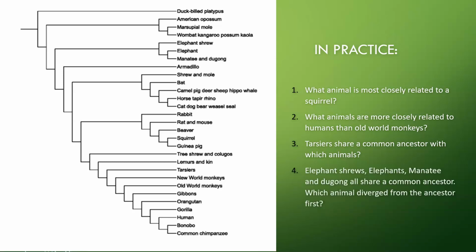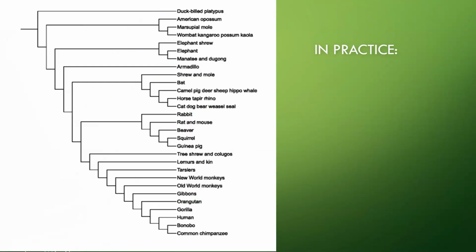Write them down. Elephant shrews, elephants, manatee, and the dugong all share a common ancestor. Which animal diverged from the ancestor first? Alrighty, let's have a look at our answers. First up, the animal most closely related to the squirrel is the guinea pig.